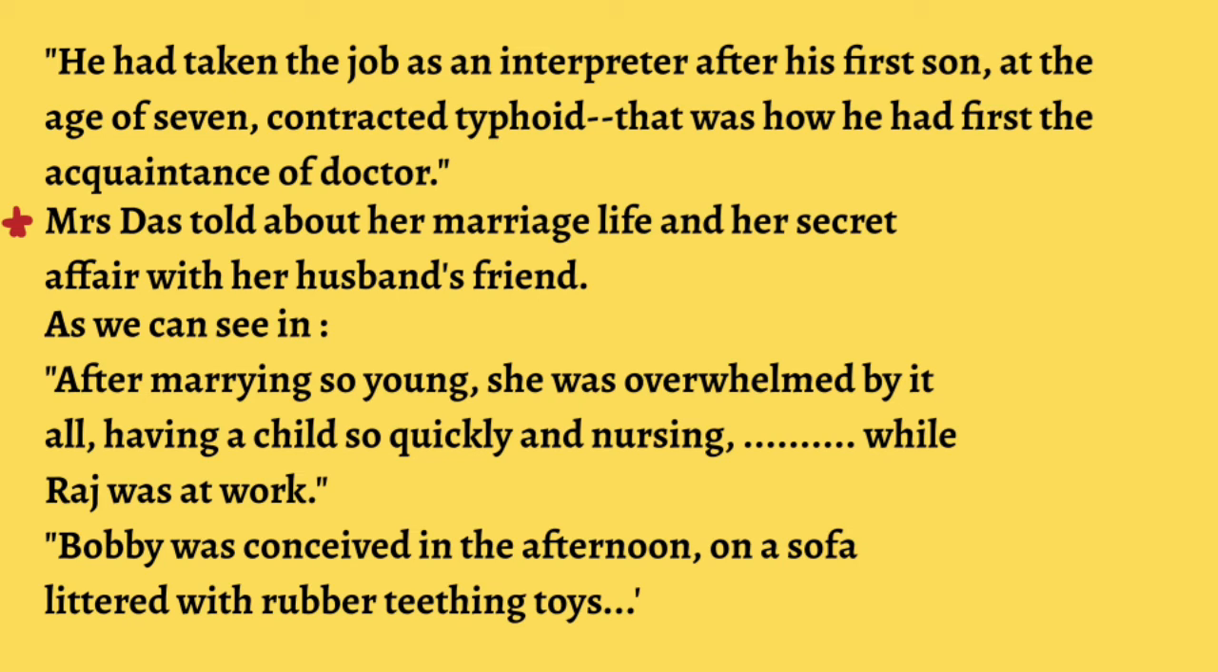Next is when Mrs. Das told about her married life and her secret affair with her husband's friend. As we can see in the dialogue, after marrying so young, she was overwhelmed by it all. Having a child so quickly, and nursing, and warming up bottles of milk, and testing their temperature against her wrist while Raj was at work. Also, in another dialogue, Bobby was conceived in the afternoon, on a sofa littered with rubber teething toys. After the friend learned that a London pharmaceutical company had hired him, while Ronny cried to be freed from his playpen.